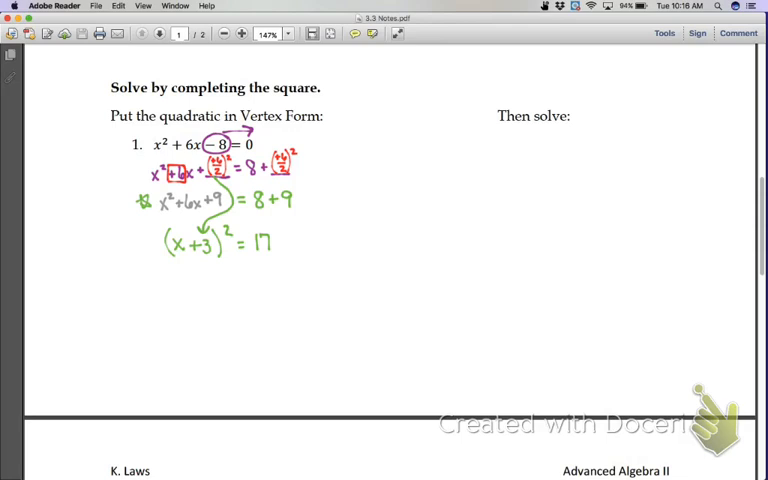So if I have x plus 3 squared equal to 17, how do I get rid of the squared? Square root. Everything from the green on is going to be the same. It's just going to get you a different value. You're going to do everything the same way. You're going to take the square root of both sides. I'm going to have x plus 3 equals plus or minus the square root of 17.